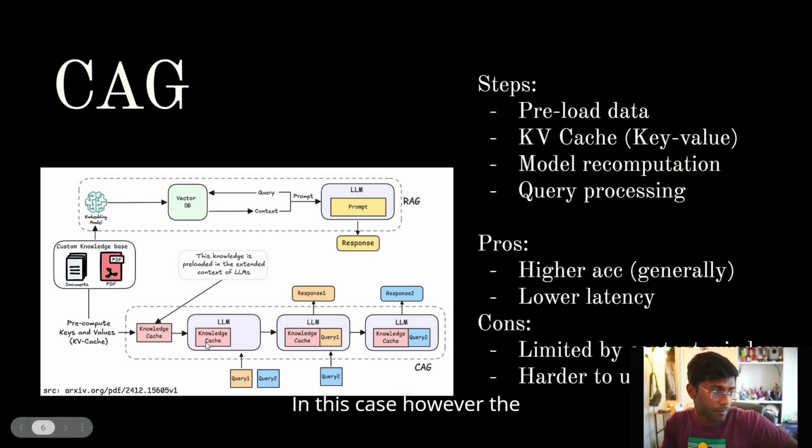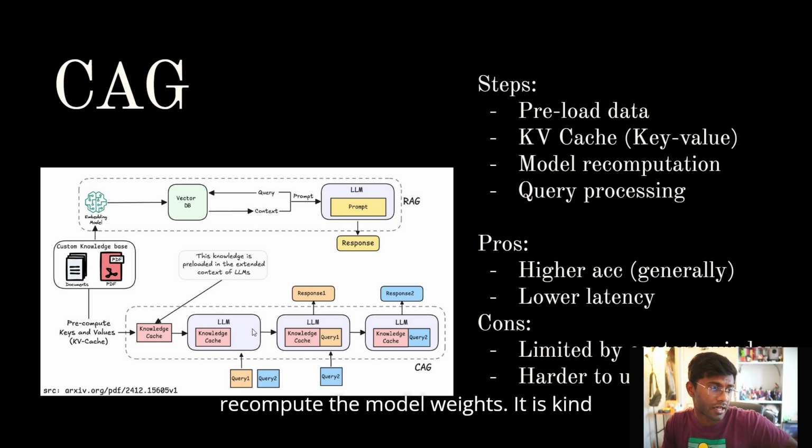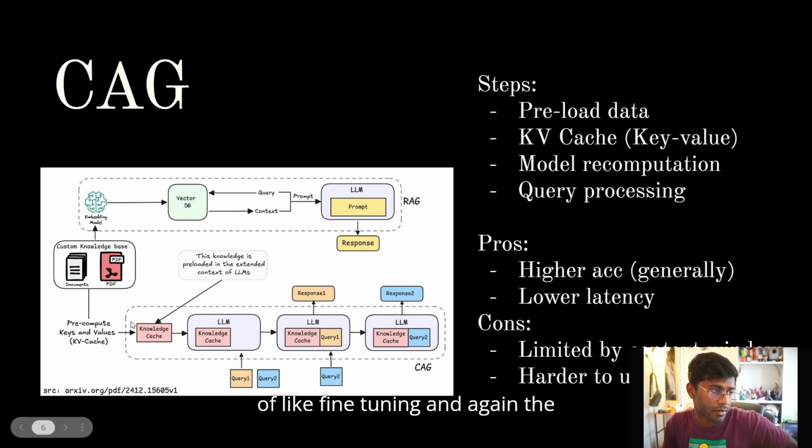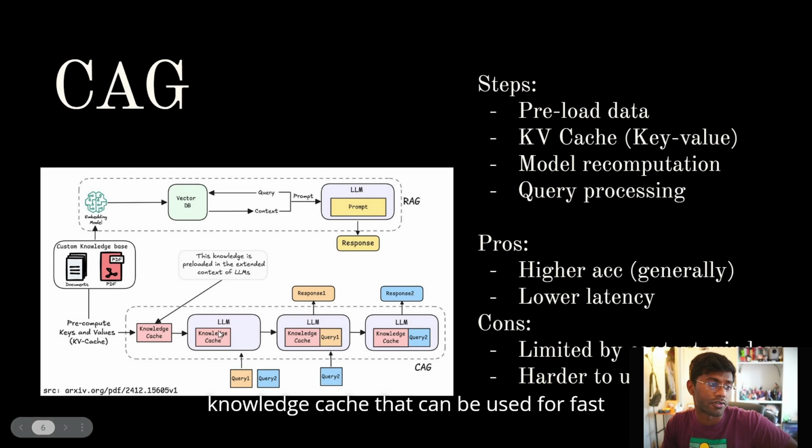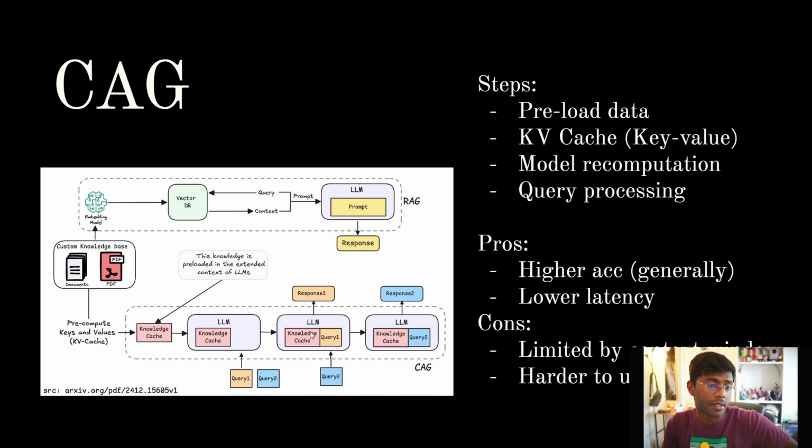In this case, however, the knowledge base is used to recompute the model weights. It is kind of like fine-tuning, and again, it is going to be limited by the context window of the LLM itself. So this knowledge is preloaded in the external context of LLMs, and this is RAG and this is CAG. All right. So the steps are: preload the data to the model, recompute the weights, and then create this knowledge cache that can be used for fast access, fast response. And then every time a query is processed, it goes through the cache and then goes through the LLM.